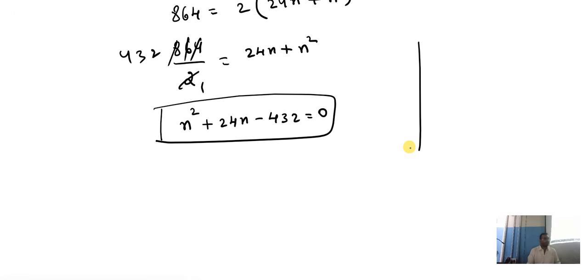Multiply first term with last term. Plus into minus is minus. n square into 432 is 432 n square. Now in which tables do we get 432? We don't know, correct? Yes, sir. I'll give you the logic. Listen here to the logic: how to find such type of numbers?